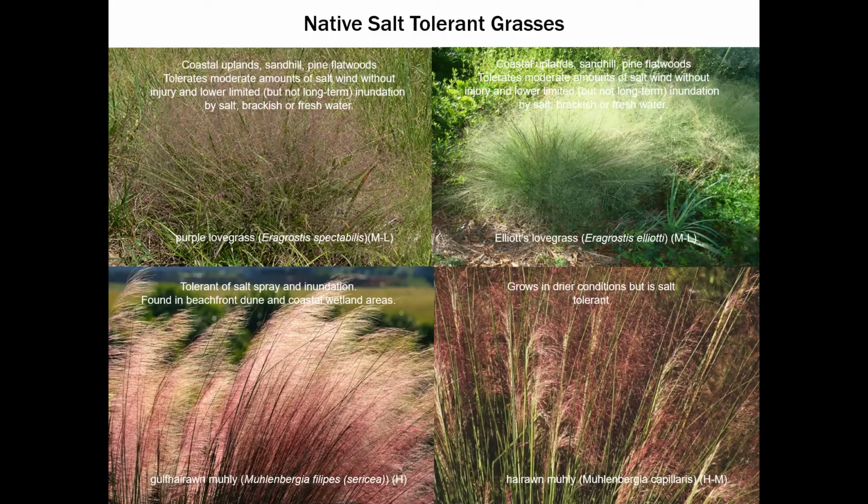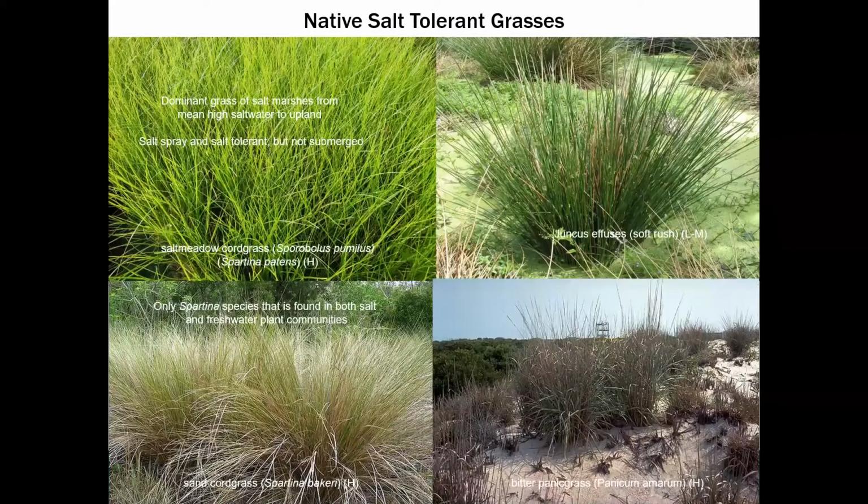But on the right is what you probably are more familiar with. This is Muhlenbergia capillaris, and this is quite variable. It can grow in drier conditions, but it's also salt tolerant. So sometimes you really need to pay attention to the actual species to make sure you're selecting the right grass or right plant. And here are some additional options as well.